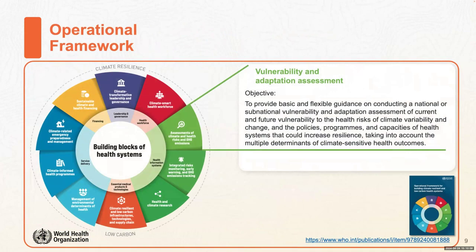So you have hopefully seen before the operational framework for climate resilient health systems, which was published in 2015. Late last year, we published an updated version, which expands on the previous guidance, but as well, it includes other elements specifically related to low carbon health systems. So it is quite an interesting guidance to look at. You have the link there. And one of the 10 components of this guidance has to do with vulnerability and adaptation assessment. And the aim is to assess the current and future vulnerability to the health risks of climate change and the policies, programs, and capacity for health systems that could help us to increase resilience.